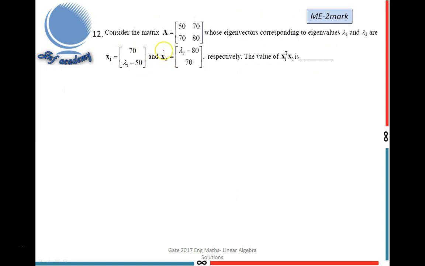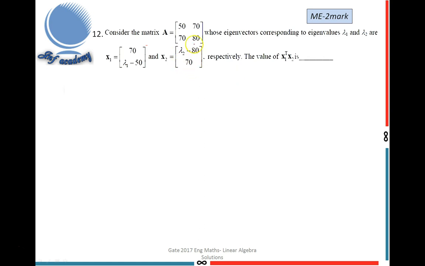Now 12th question. Consider the matrix A equal to 50, 70, 70, 80, whose eigenvectors corresponding to eigenvalues lambda 1 and lambda 2 are given respectively as x1 and x2. Then the value of x1 transpose x2 is dash. You have to find the value of x1 transpose x2. It's from the ME department. It has 2 marks.